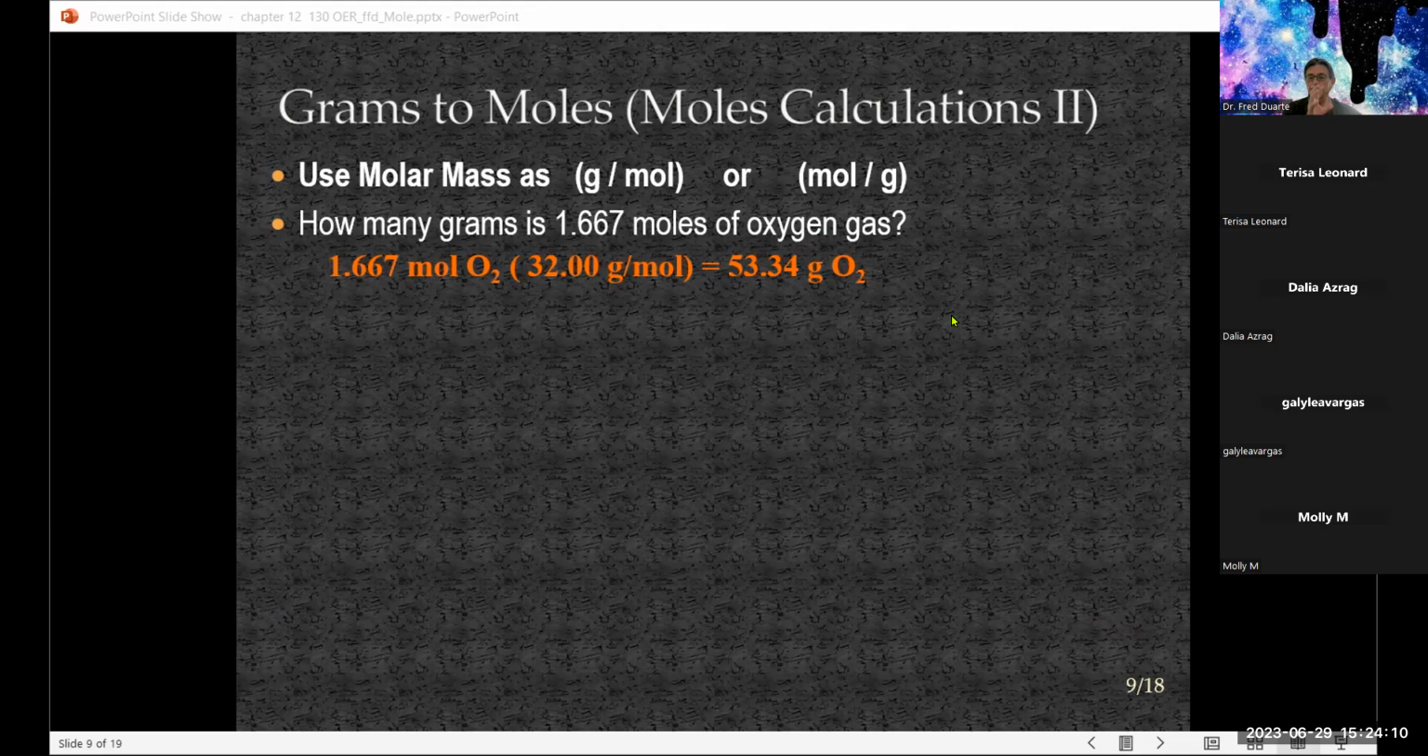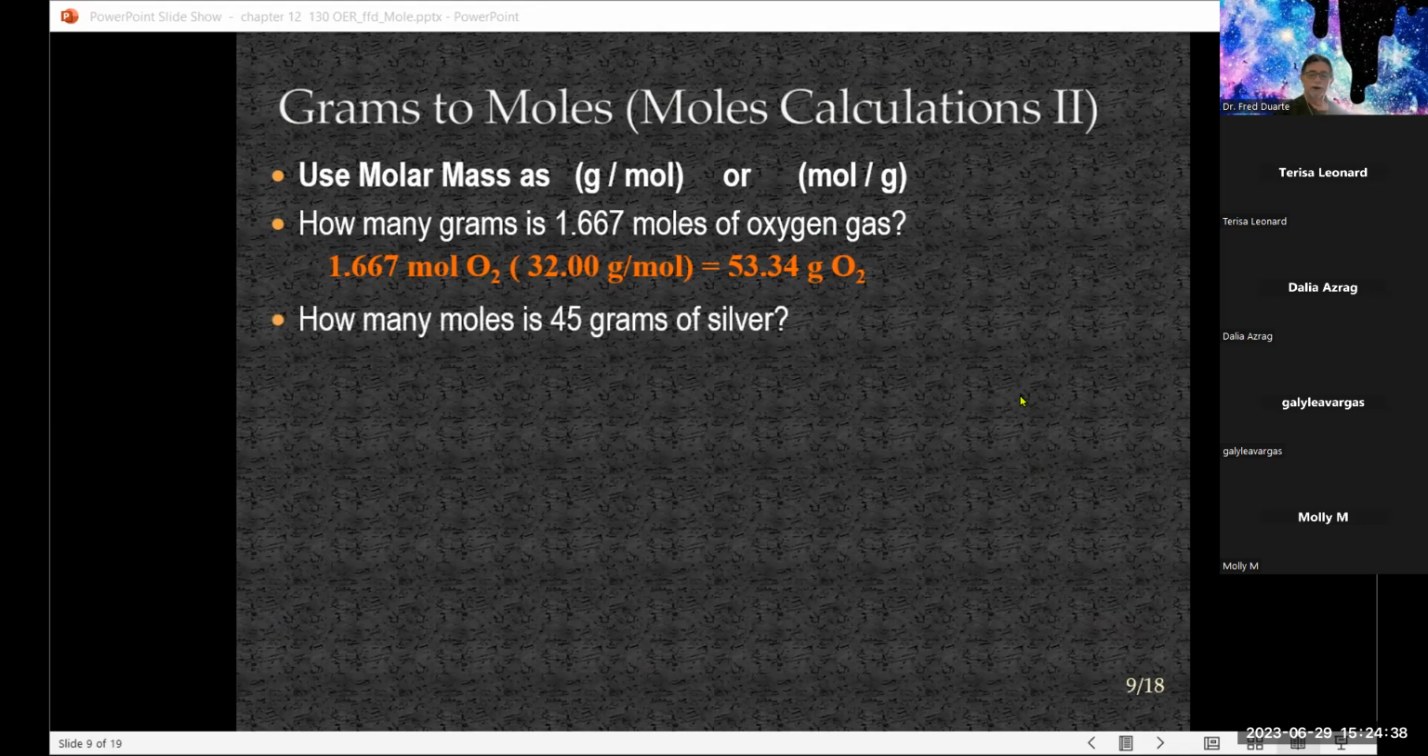So we need to learn how to convert from moles to grams. And notice what you did. When you have moles to grams, you multiply by the molar mass. We're going to learn that if you want grams to moles, you divide by the molar mass. Okay? Moles to grams, multiply; grams to moles, divide by the molar mass.